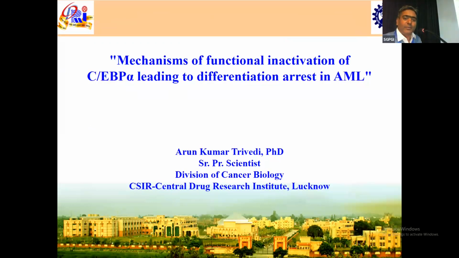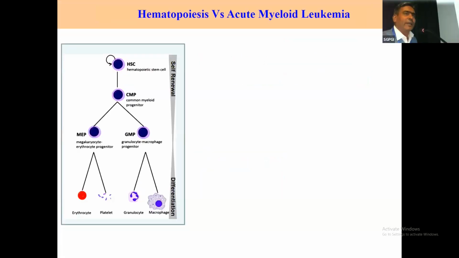Today, I shall be talking about mechanisms of functional inactivation of CEBP alpha leading to myeloid arrest in AML. Before I get to my key findings, let me briefly talk about what differentiation arrest is and why it is important. As you know, during hematopoiesis from the hematopoietic stem cell, common myeloid progenitors and, side by side, common lymphoid progenitors are formed. But because my findings are more on myeloids, I'm talking more about the myeloid pathway.